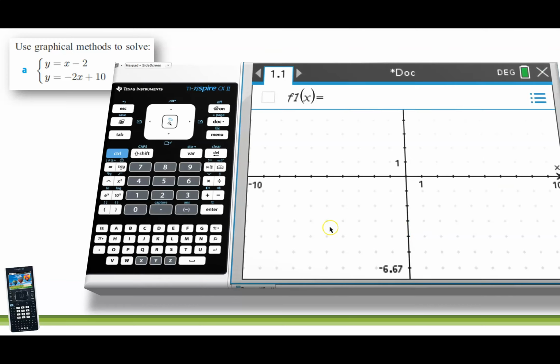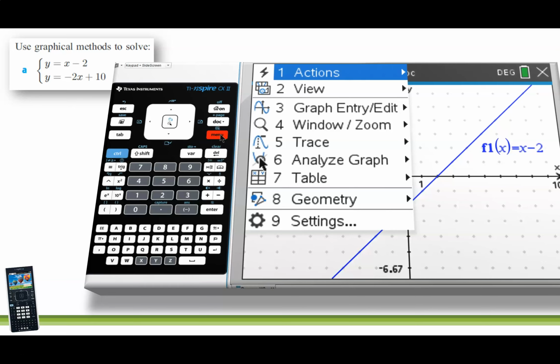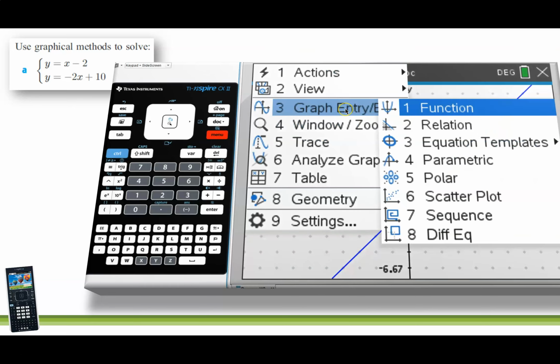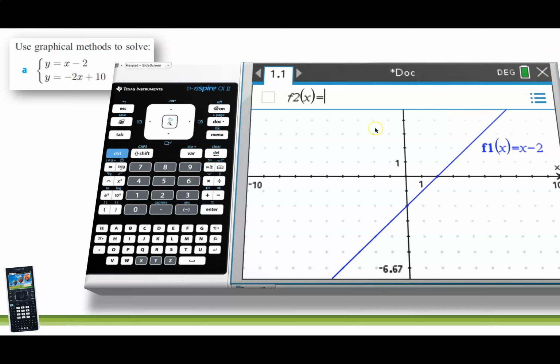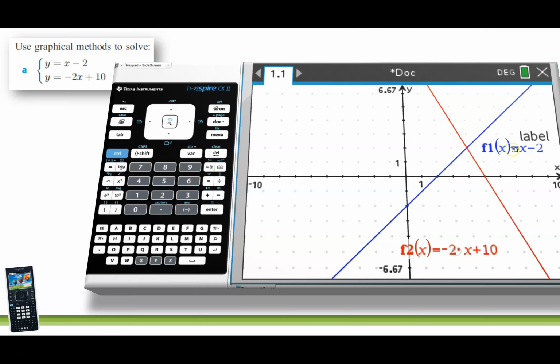We're going to start by making a new calculator. And this one's particularly useful since these equations, y equals x minus 2 and y equals negative 2x plus 10, were expressed in the conventional y equals mx plus b format. And so we can enter them as functions on here. So type in negative 2x plus 10, and we will get a good look. I'm going to move those labels around a little bit further away.